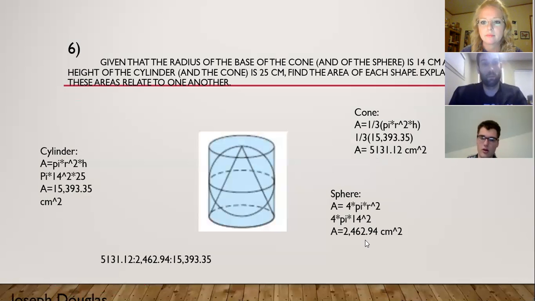Now the sphere should be about halfway between these two, so my math might have been off on this one, because I thought it was 4 times pi times radius squared. So 14 squared. I was wrong in this case. It should have been about 10,000 something, I think. But the methodology is still the same. It's pi times radius squared times either 4 or 4/3.